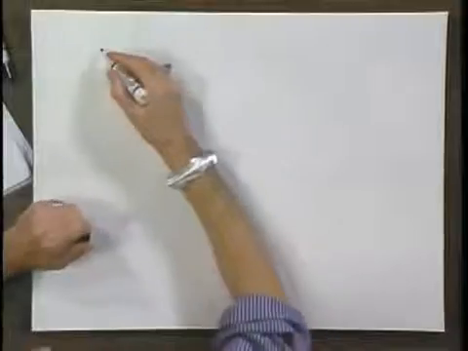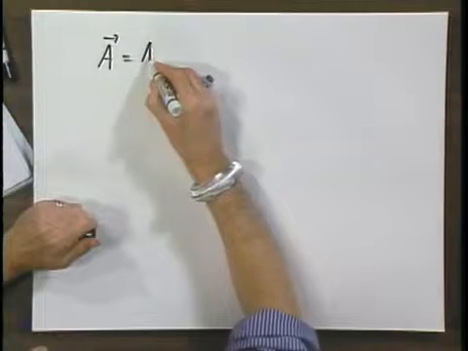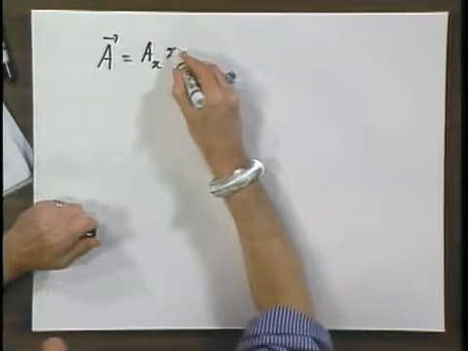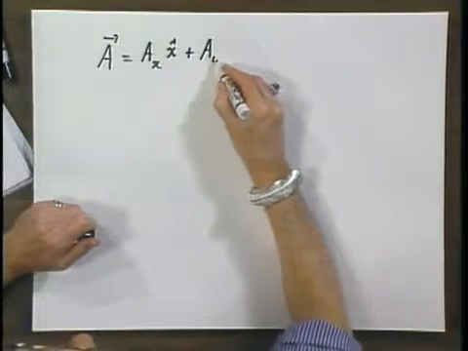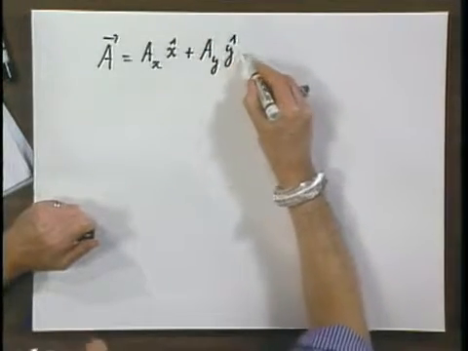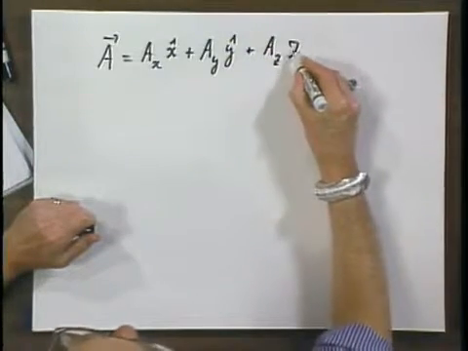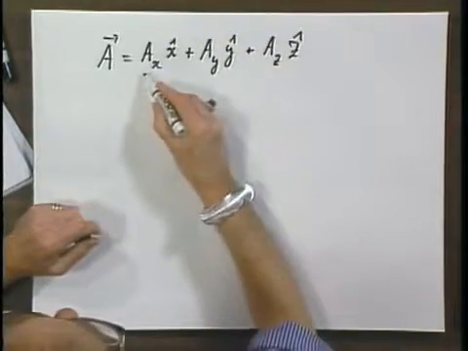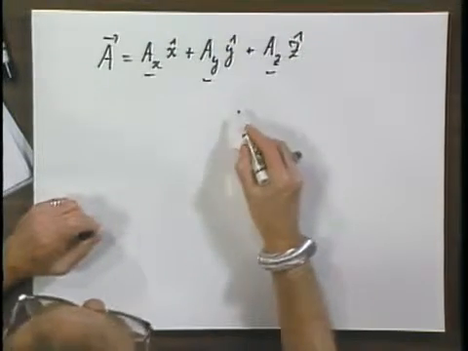I now want to discuss how we add vectors and how we subtract vectors. Let A be a vector with x component A of x, x roof, A of y, y roof, plus A of z, z roof. So these are the x component of the vector, the y component, and the z component of the vector.